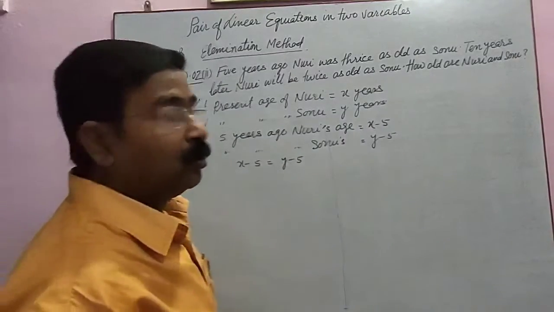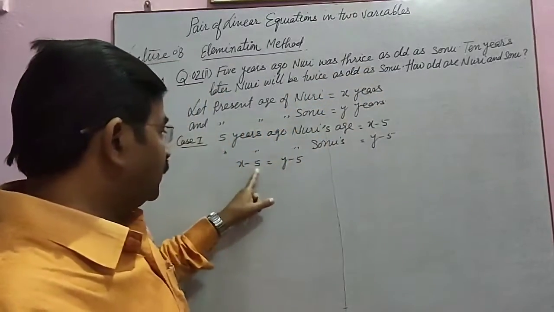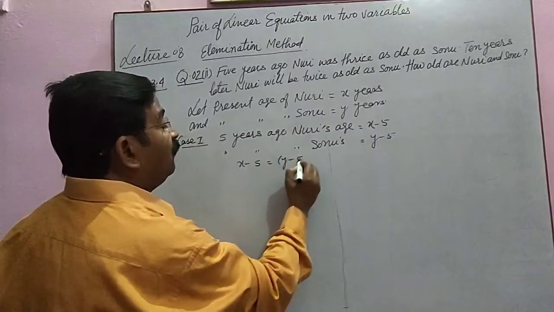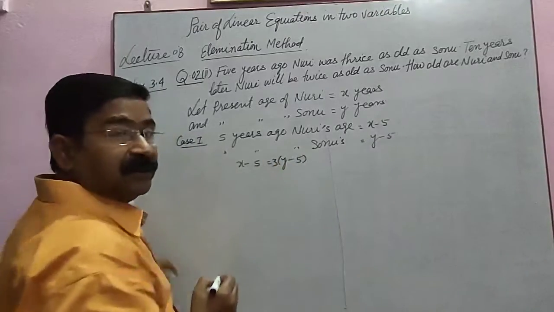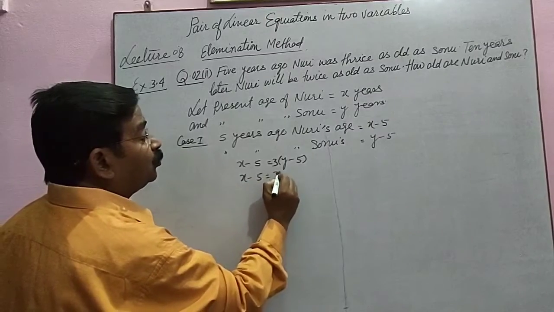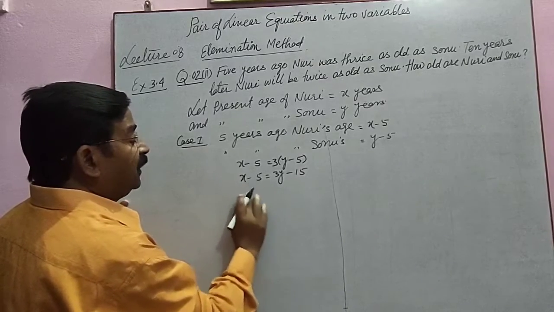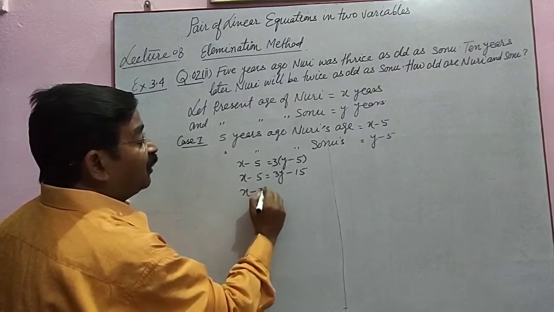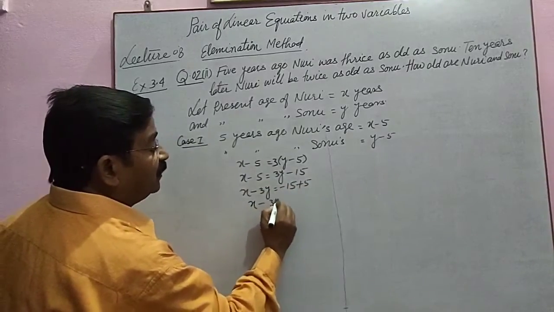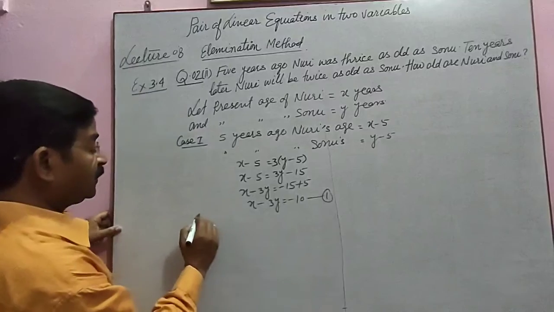Now let's check who is older. Noori. Noori was thrice, meaning this is Noori's age, so this is 3 times. To make them equal, what to do? We multiply Sonu's age by 3. We have X minus 5 is equal to 3Y minus 15. Bring the Y to this side. X minus 3Y is equal to minus 15 plus 5. We have X minus 3Y is equal to minus 10. Equation number 1.